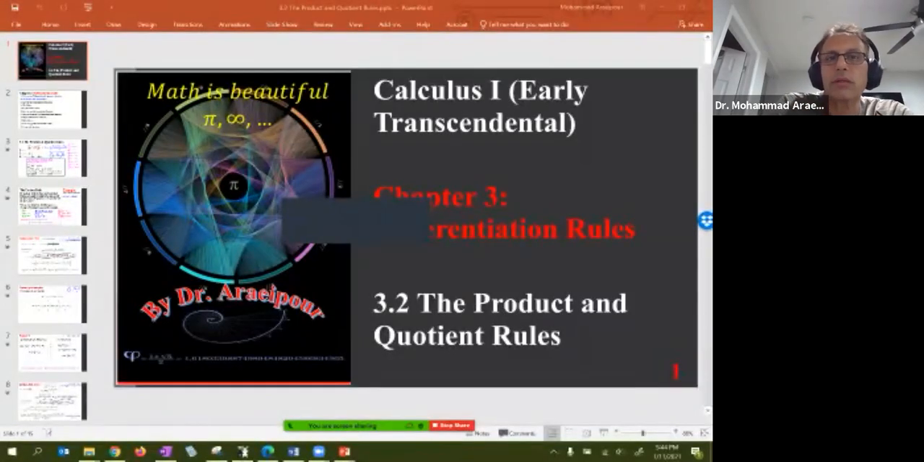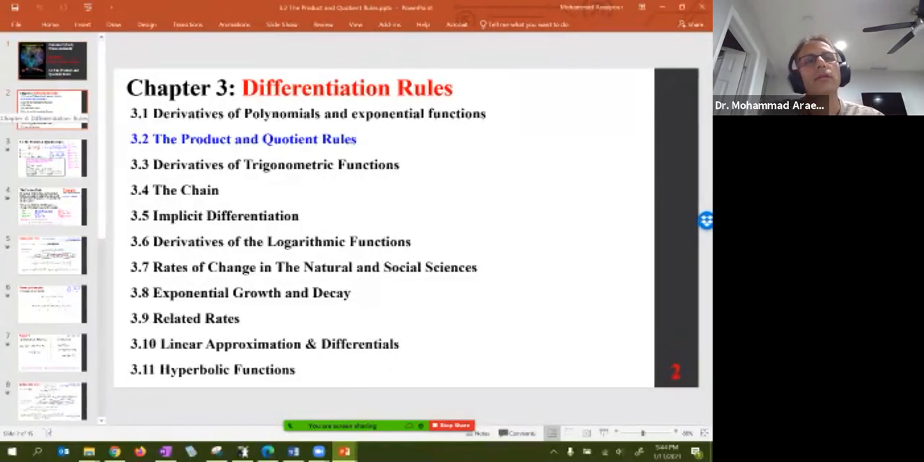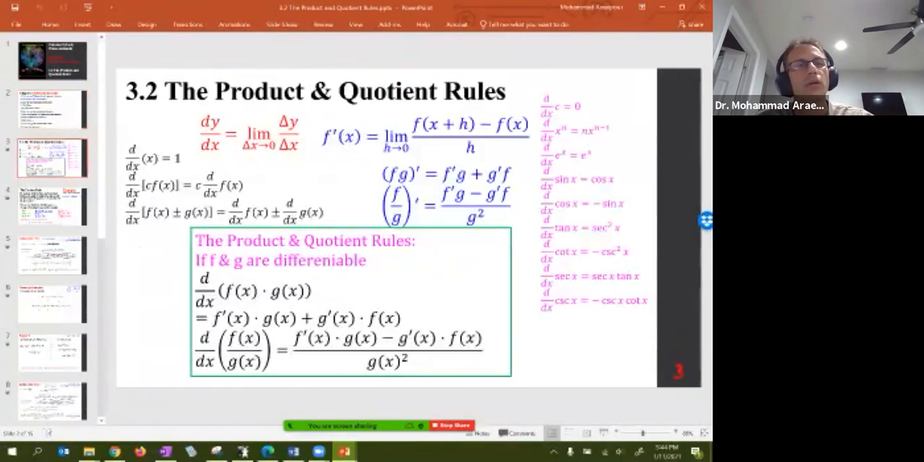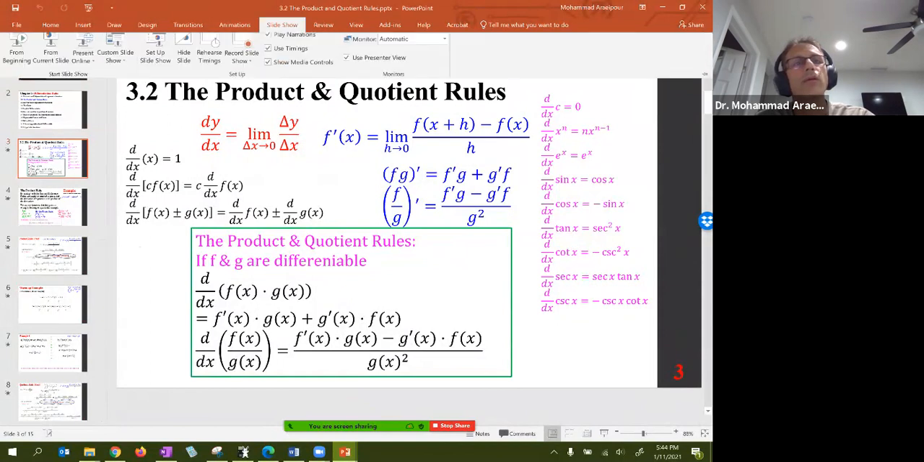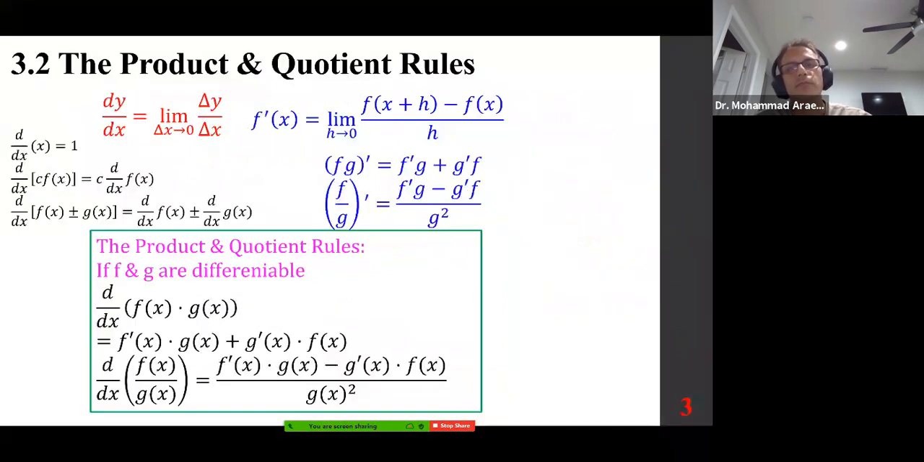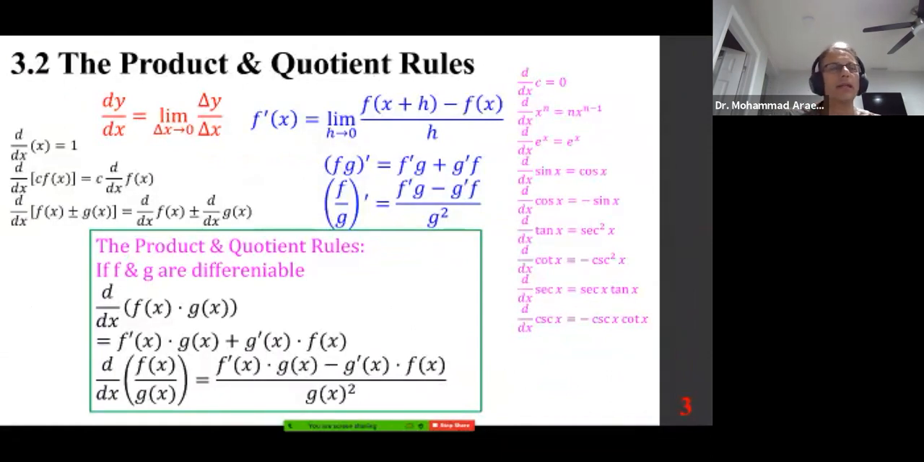Good evening, class. We are looking at section 3.2, the product and quotient rules. We've looked at the derivative of polynomial and exponential functions, and we're going to go to the new section, the product and quotient rules. Okay, so basically, we are adding some rules here. I want to quickly cover that.